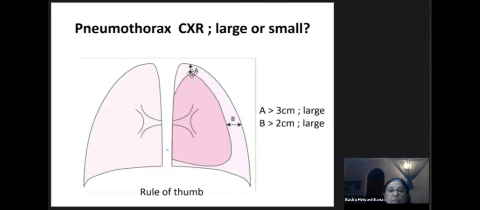So on this side, at the apex, it should be more than 3 centimeters. So this is how we gauge. And B, on the mid-lateral chest, the British thought it should be more than 2 centimeters. That is the rule of thumb, roughly. Of course, you have other parameters like saturation and stuff like that. But when you see the X-ray, this is the rule of thumb, to quickly decide whether it is a large pneumothorax or a small pneumothorax, right?